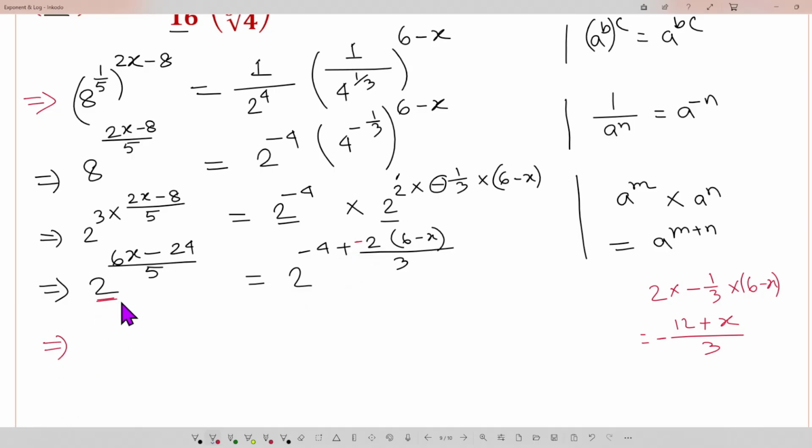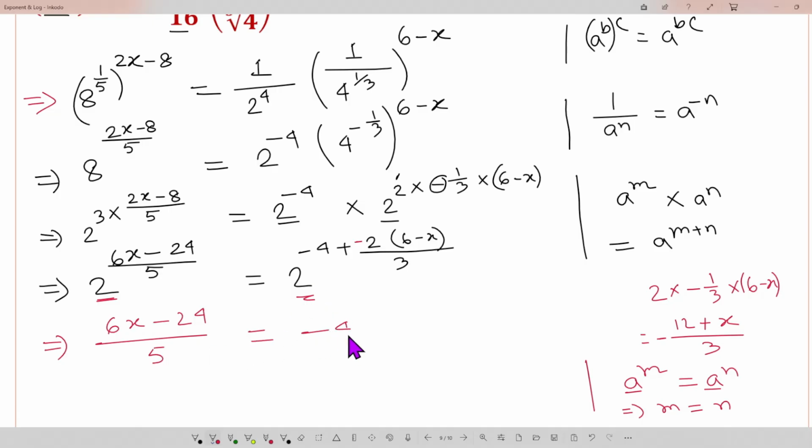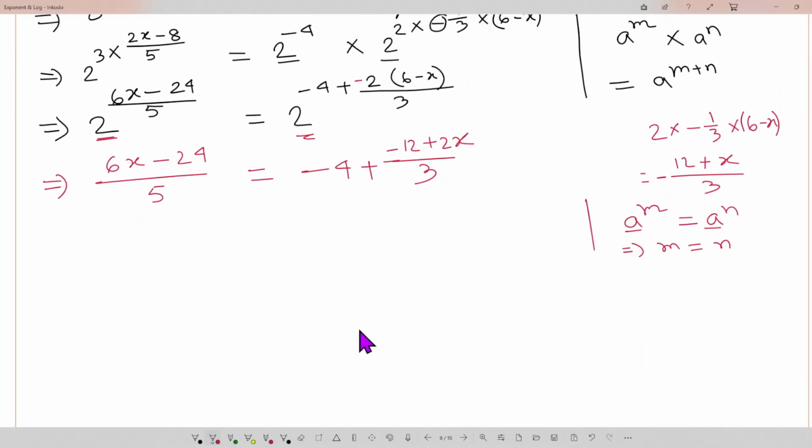Now look, here the bases are the same. We also know if a to the power m equals a to the power n, once the bases are the same, then the powers will be equal. It means m equals n. So 2 and 2 is okay. Now (6x minus 24) divided by 5 equals minus 4, then plus, right, here is 3, and minus 12 and plus 2x. Okay, it's a very interesting thing.